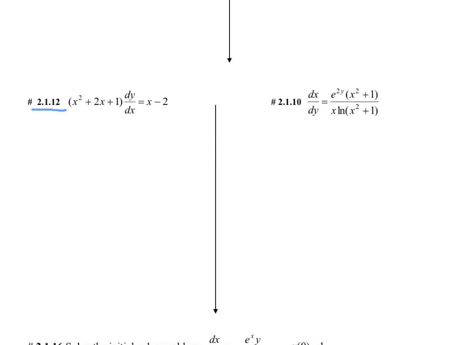Another exercise is exercise 12. You see here you have dy dx, a function of x only. When a differential equation of first order is equal to a function of x only or a function of y only, it must be separable because there is nothing to separate really. So here you can write dy equal x minus 2 divided by x squared plus 2x plus 1 dx. And then integrate both sides.